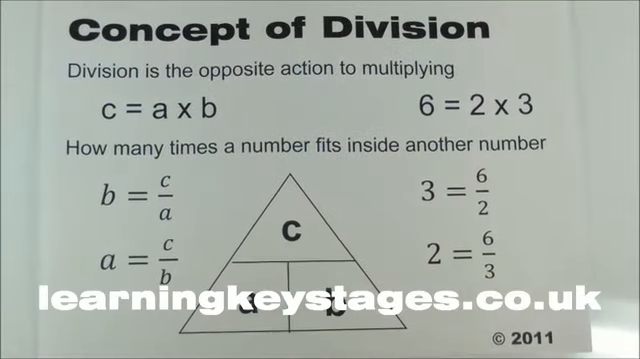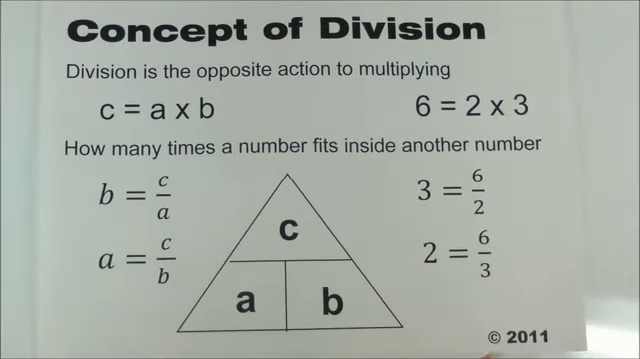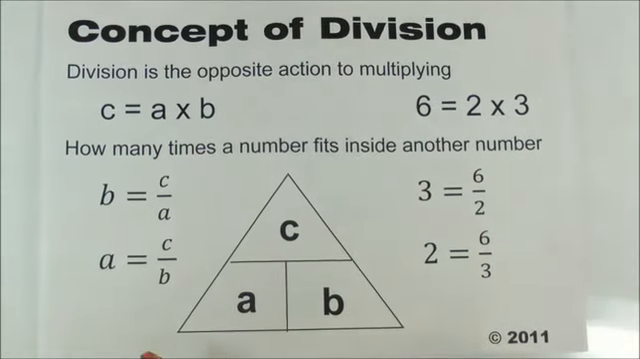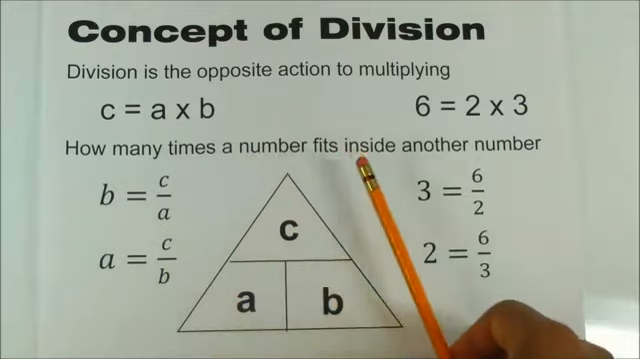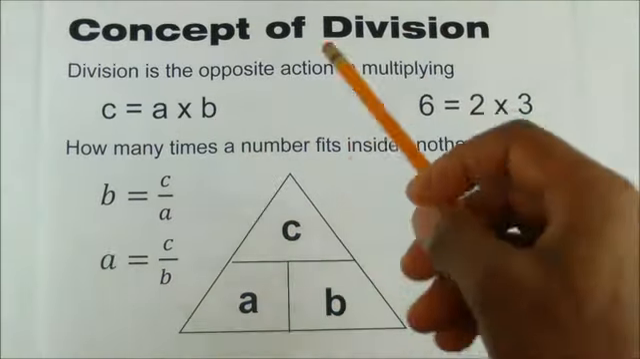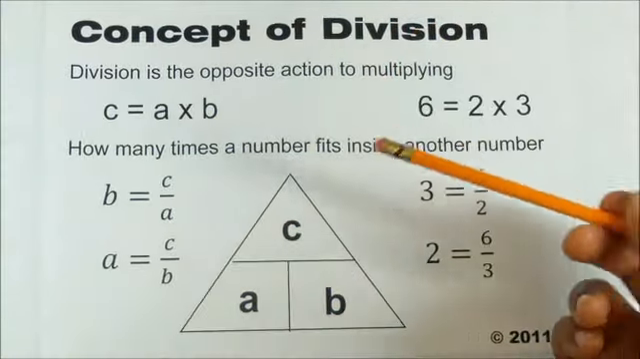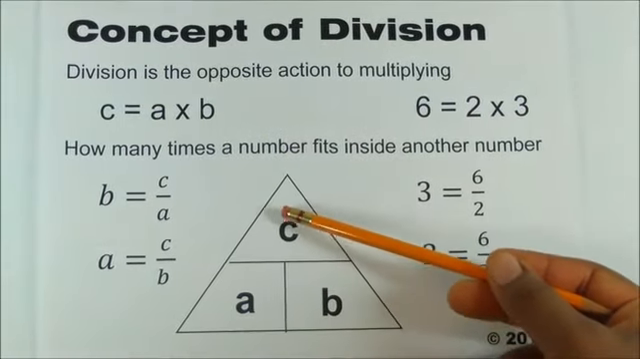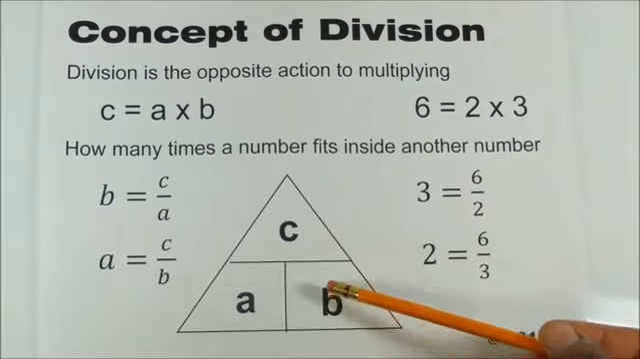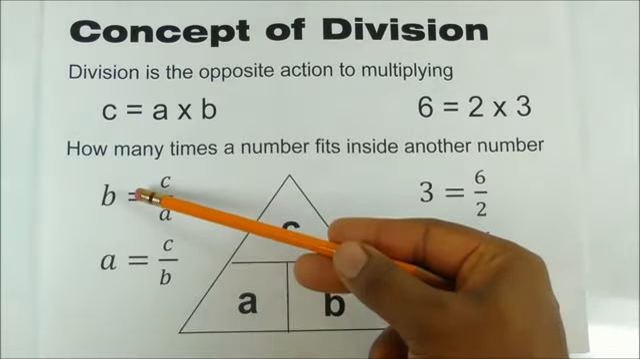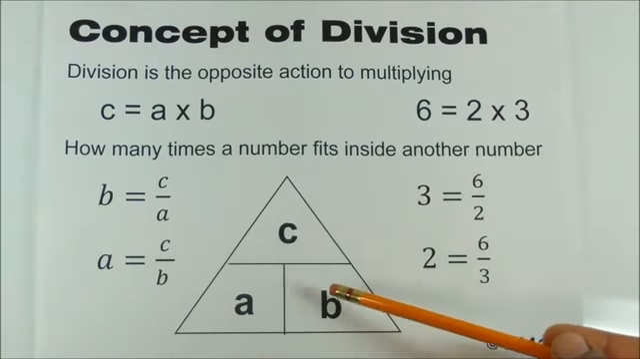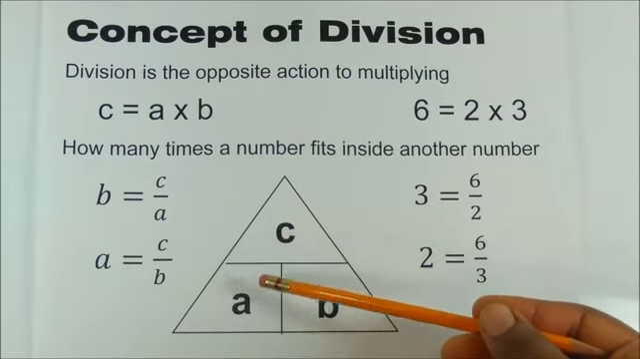Okay, we'll take a quick look at the concept of division. Division is the opposite of multiplying, and basically division is how many times a number fits into another number. Just take a quick look at this symbol here again. A, which is here, is equal to C divided by B. Or if you want to find out what B is, just look at this triangle here. B is equal to C divided by A.